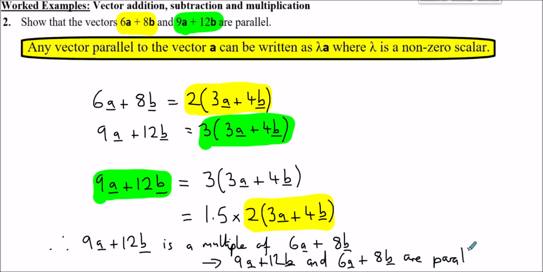So for questions like this, all we need to do is just show algebraically that one set is some multiple of the other. So here we can show that 9a plus 12b is 1.5 times this thing here. If we take this and multiply it by 1.5, we get that. That's probably an easier way of saying it.